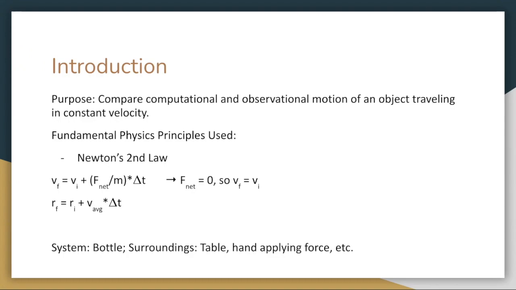Our system in this experiment is going to be a bottle, and our surroundings are going to be everything around it, which basically means the table, the hand applying the force, and so on. Because this equation has our initial and final velocities being equal, we will know that our final graphs for position versus time are going to be a linearly increasing or decreasing straight line.